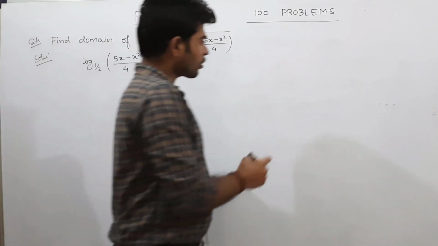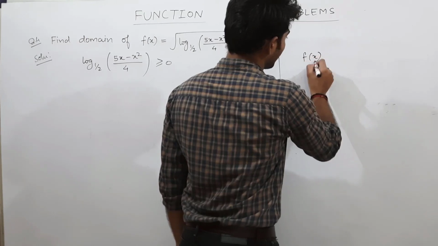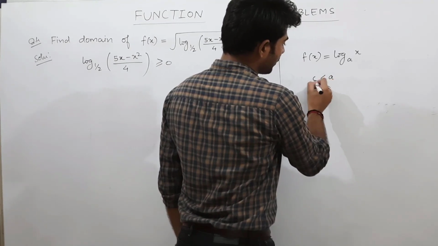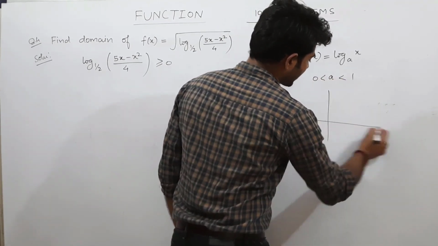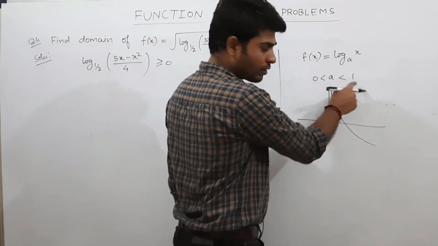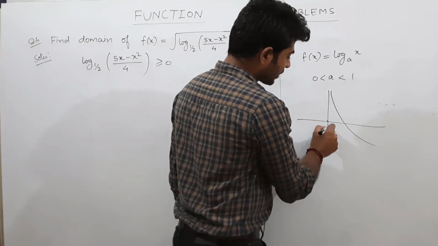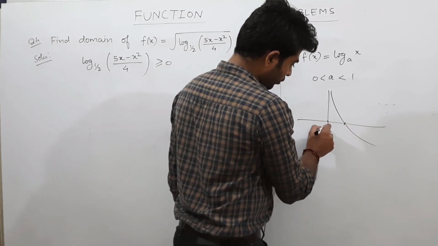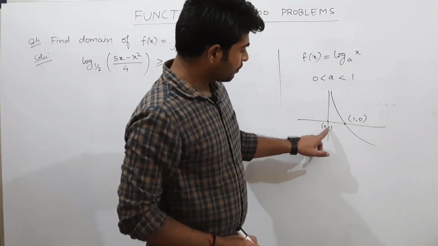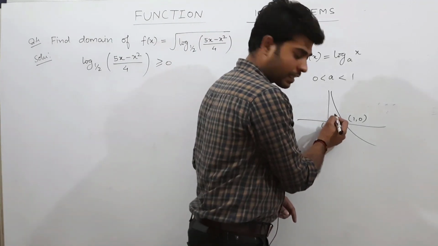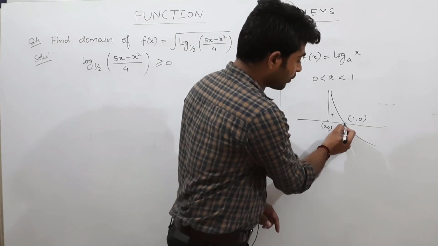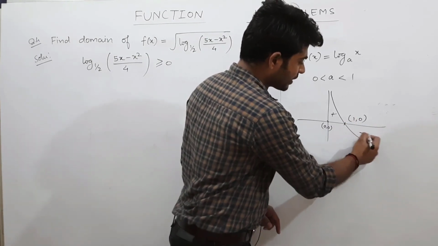If you look at the nature of the logarithmic graph, f(x) equals log base a of x, where the base a of the logarithm is in between 0 to 1, the graph will be a decreasing graph. Here you can see the graph of log base a of x where a is in between 0 to 1. This is the origin 0 comma 0, and this is the point 1 comma 0. So when x is in between 0 to 1, the logarithmic graph is above the x-axis, meaning it is positive. When x is 1, it crosses the x-axis, meaning it is 0. And when x is greater than 1, it is negative.